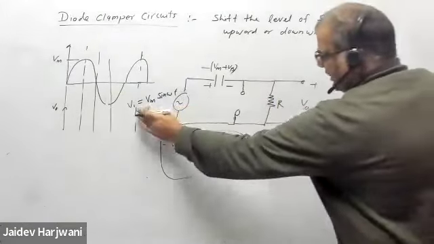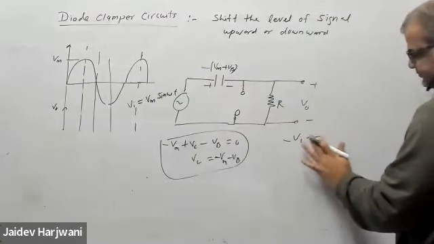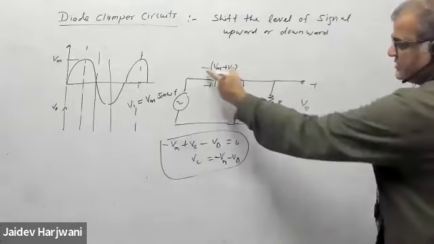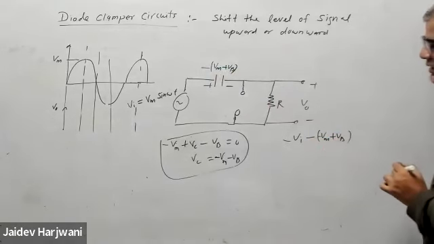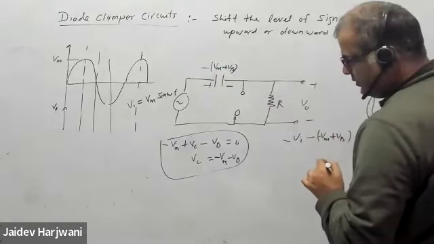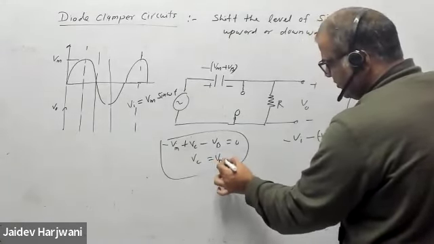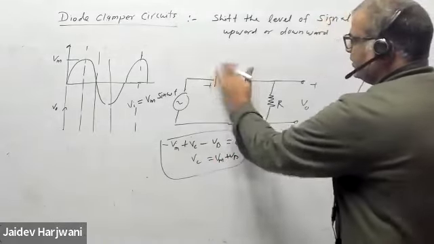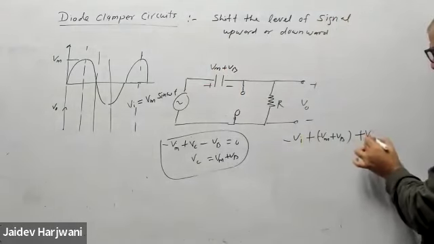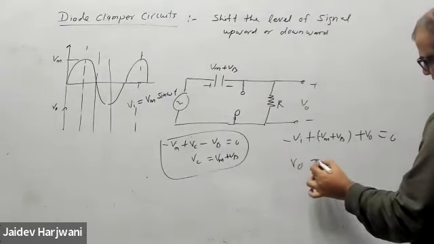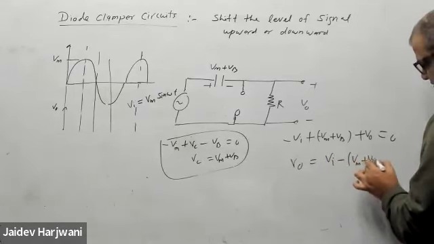Okay. Now I'm writing V input. This is minus V input, and this is coming plus, but this is minus there. So minus Vm plus VB. Okay. Does this come plus or minus? VC is Vm plus VB. Okay. And then your V output equals 0. So V output will now become Vi minus Vm plus VB.